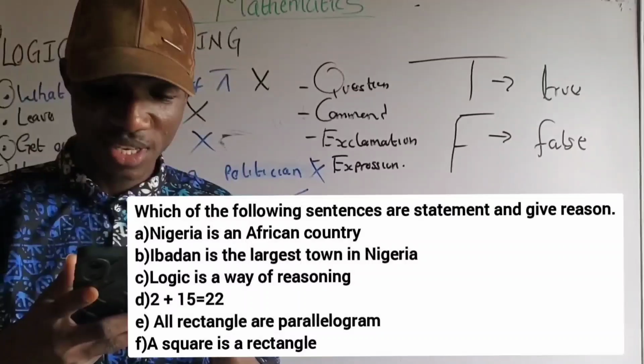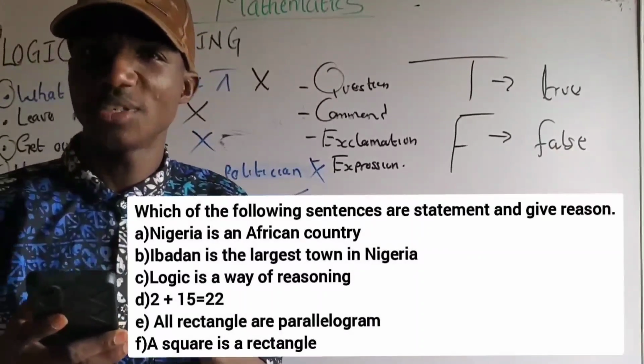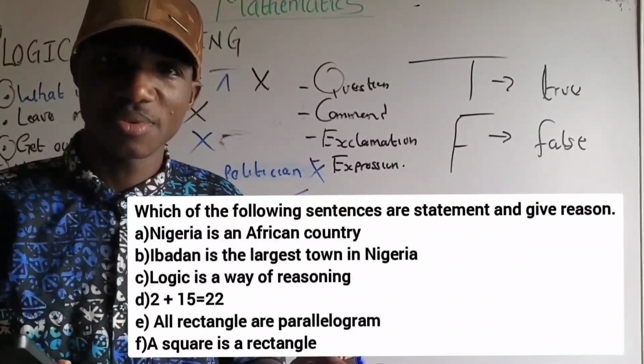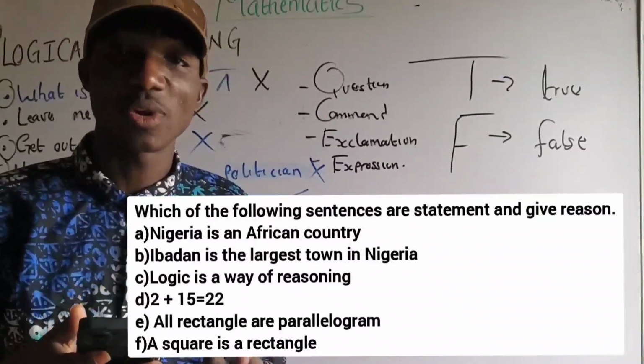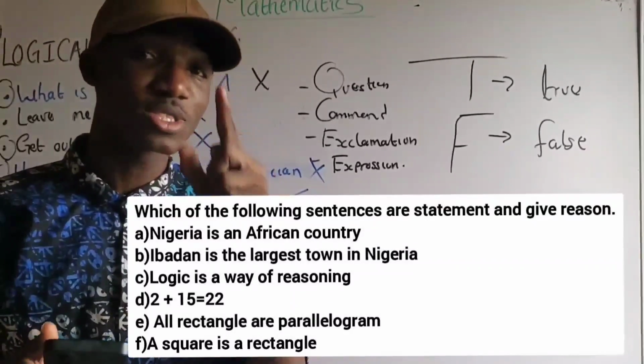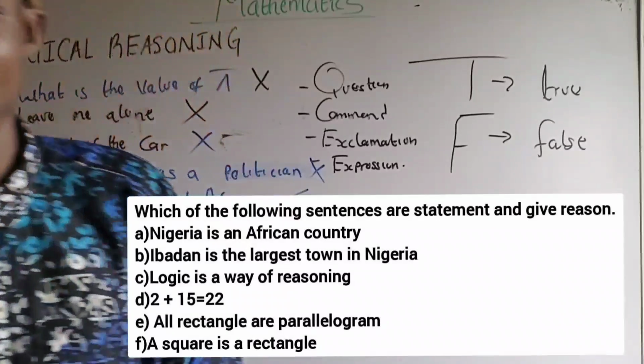And we have the 6th statement. A square is a rectangle. A square is a rectangle. Is it a sentence or a statement? Why? It is a statement. It is a sentence as well as a statement. Don't forget, I told you when I started this class that all statements are sentences, but not all sentences are statements. Are you getting it?